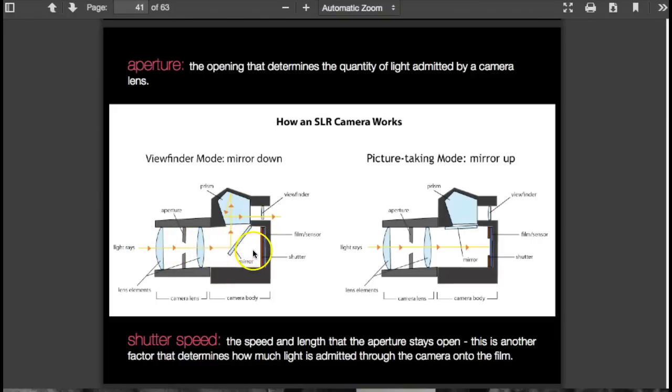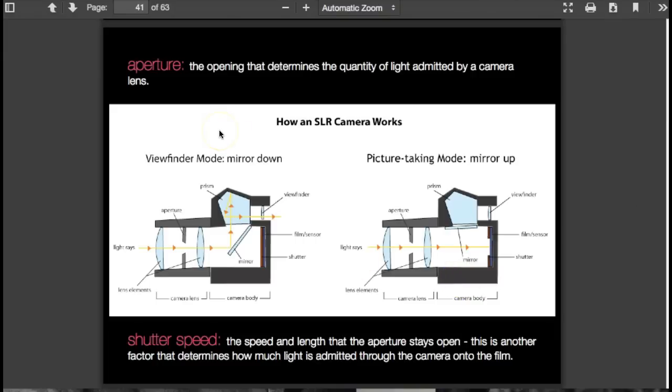There's this mirror here. Basically the light comes in through the lenses, and this is called the aperture. This is an opening that opens to let the light through. It bounces off the mirror, off this prism here, and through the viewfinder. So even though your lens is down here and your viewfinder's up here, you're able to see what is coming through. When we're in picture taking mode, this mirror flips up, and then the image is exposed right here onto the film or the sensor.